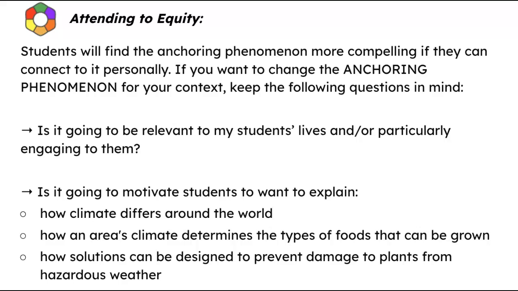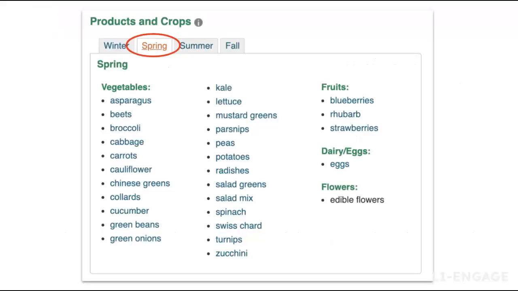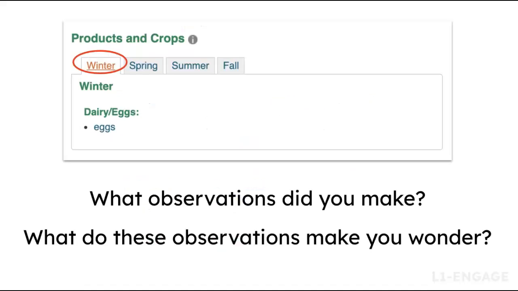You'll then show students the CSA versus grocery store produce of different foods offered at a Troy, Missouri CSA, or community-supported agriculture, during the different seasons. Encourage students to notice the difference between the vegetables and fruit lists for each CSA season. You'll ask students what questions they have and allow them to turn and talk to discuss their observations.